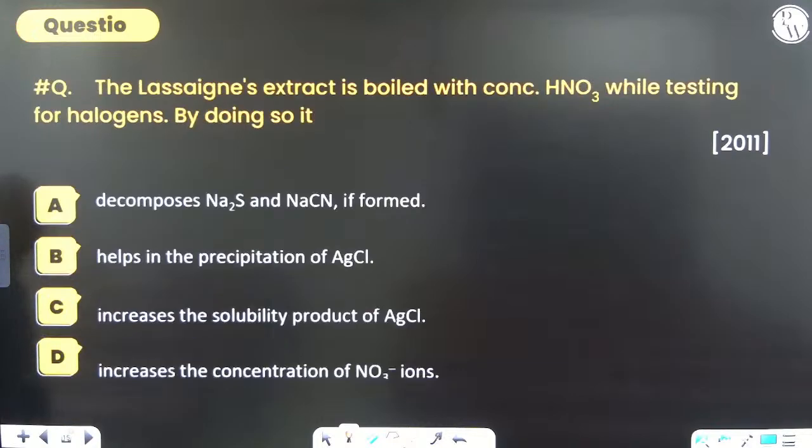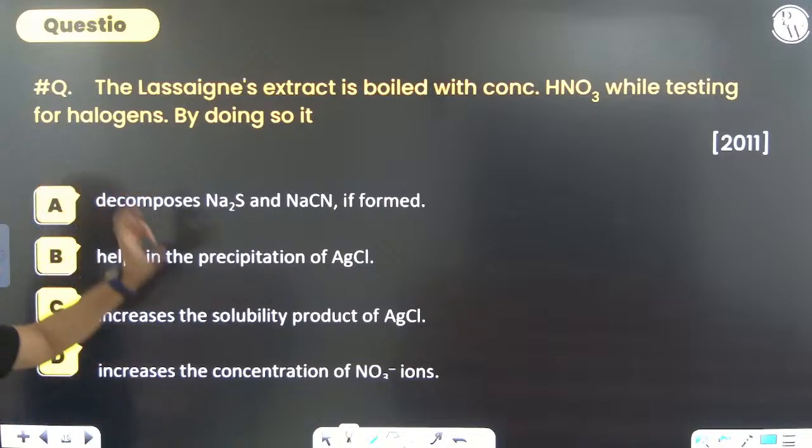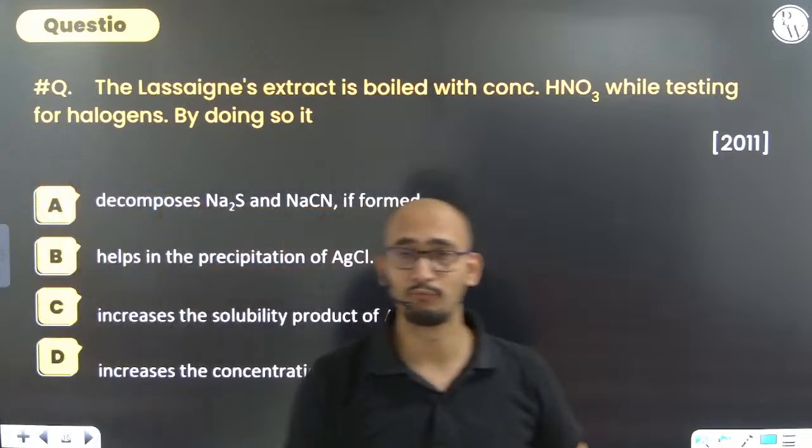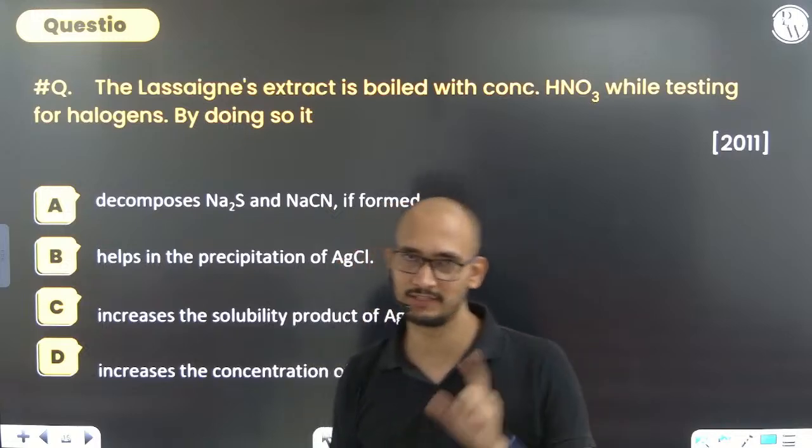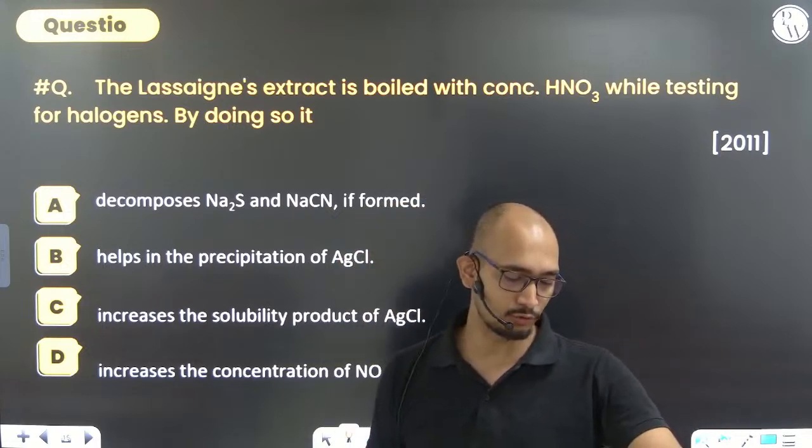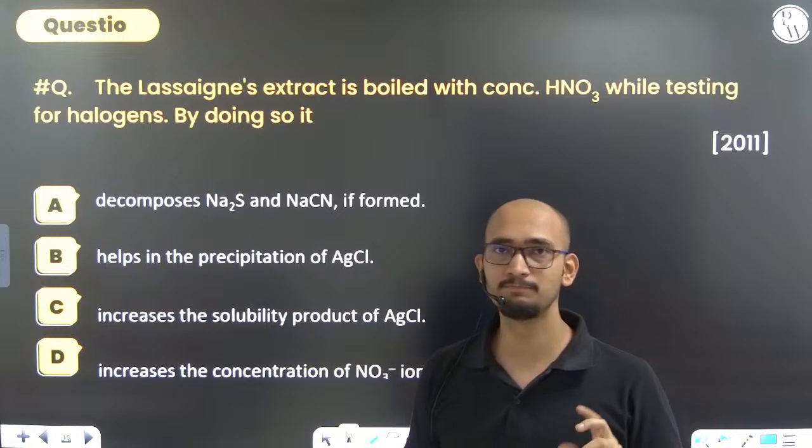Any issue? No. The Lassaigne's extract is boiled with concentrated HNO3 while testing for halogen. By doing so, what it does? Why do we add first HNO3? See, always remember. Let's say there is some impurity.